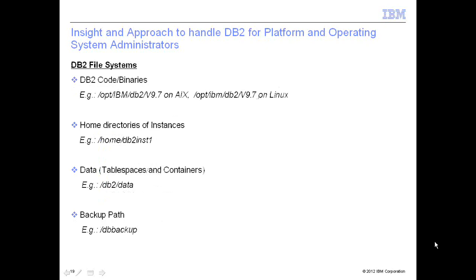Moving on to slide number 19. Some of the file systems that you see here is the code. Code is usually sitting on /opt/IBM/DB2/V9.7 on AIX and similar on Linux. Home directory of instances, which looks like /home/db2inst1 by default. You may have your own home directories. Data, of course, you can have it on a SAN network, or you can also have it on DAS or disk systems. Backup path, make sure you have at least one copy of your database backup on your local file system.